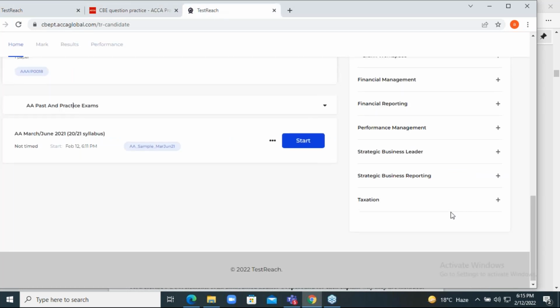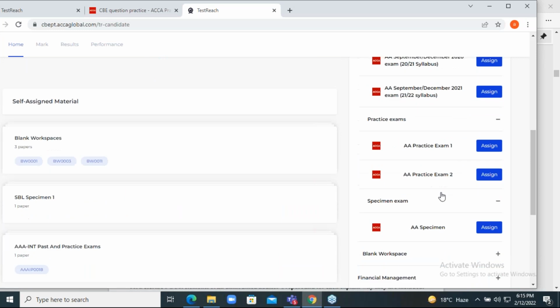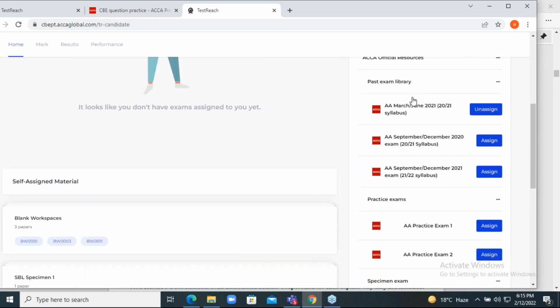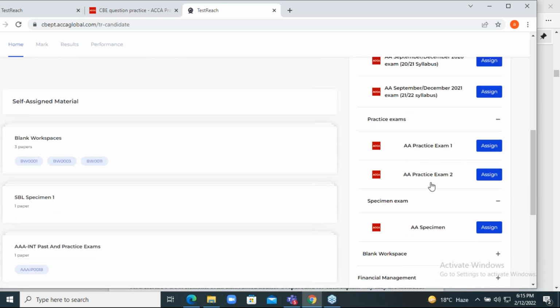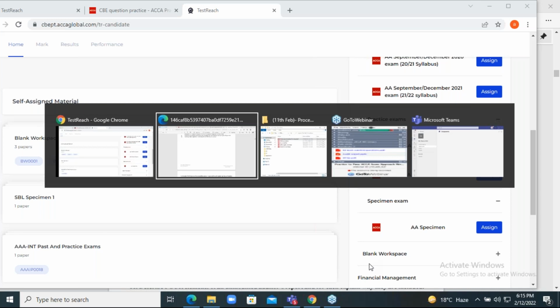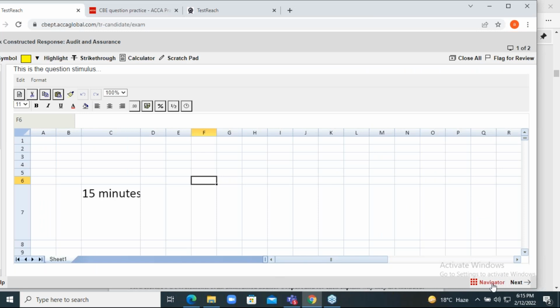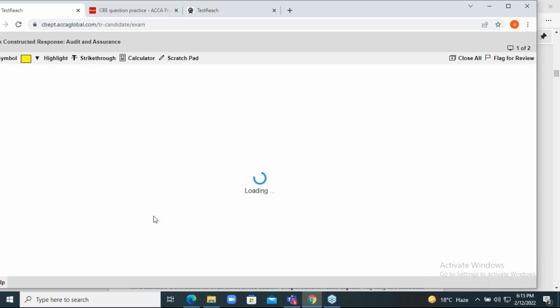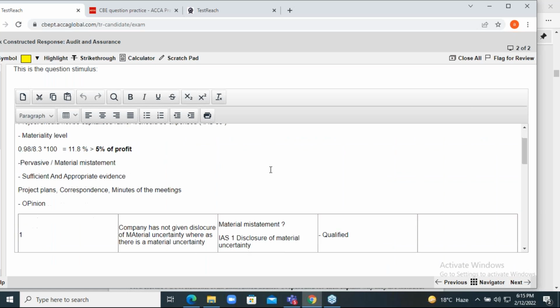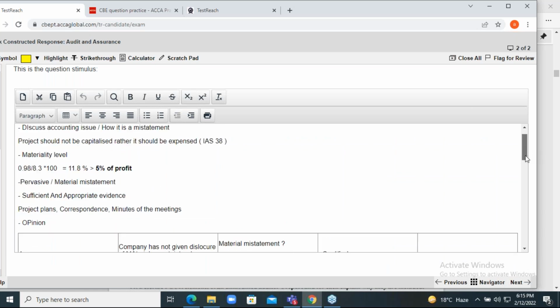What to do? Just go through these 6 resources that are free for you all. These are free resources from ACCA. You can use any of them. These 6 past papers, 2 practice papers, and 1 specimen paper. So I recommend you apply these areas. There is also a navigator, how to use this. This is very important. Sometimes students don't know.